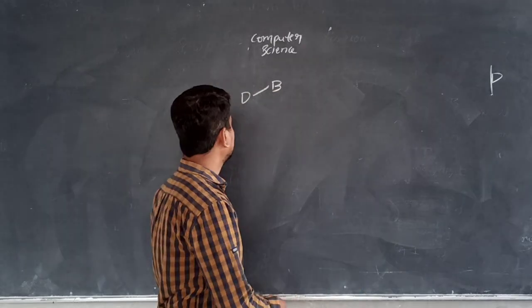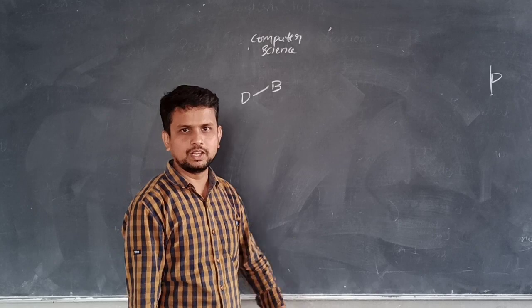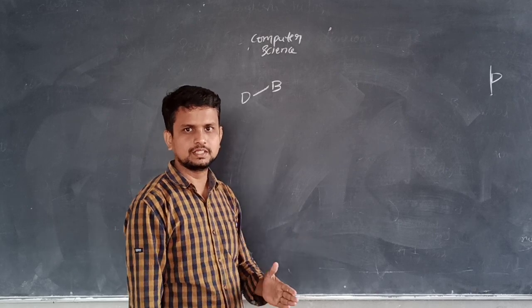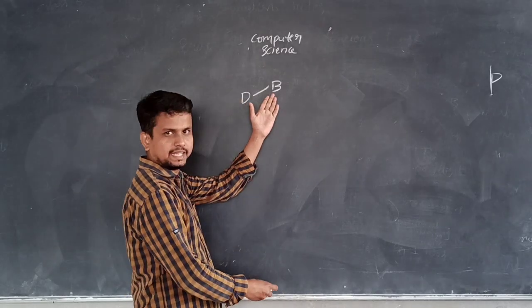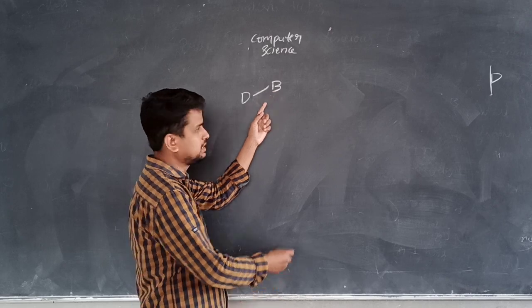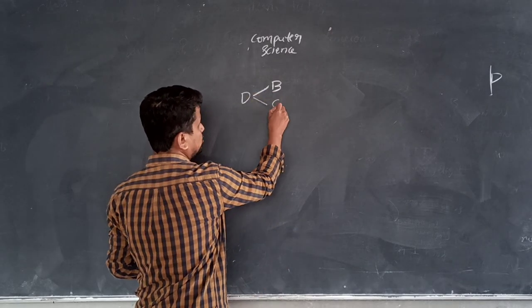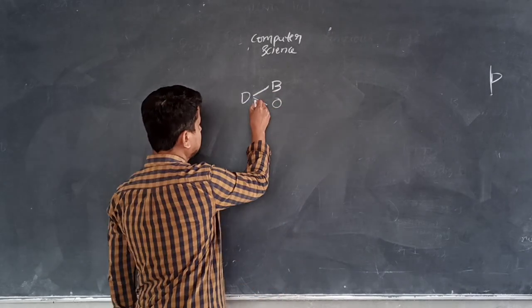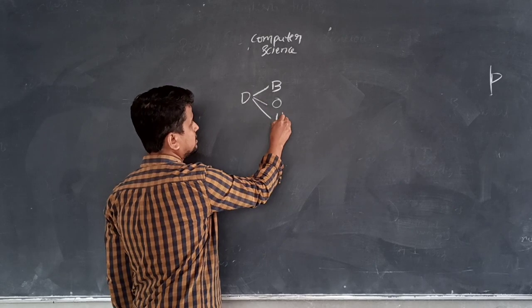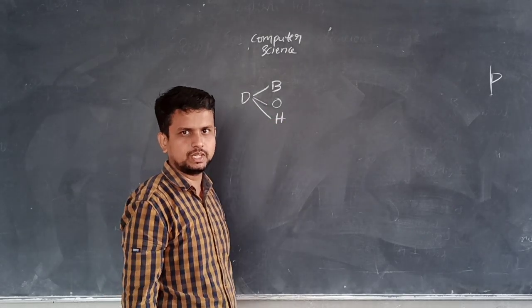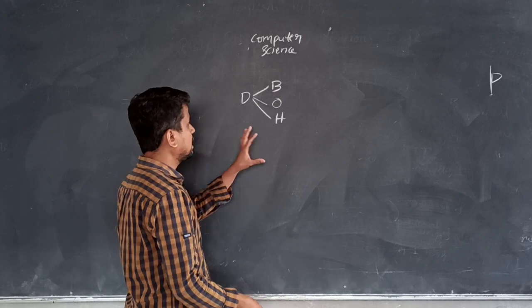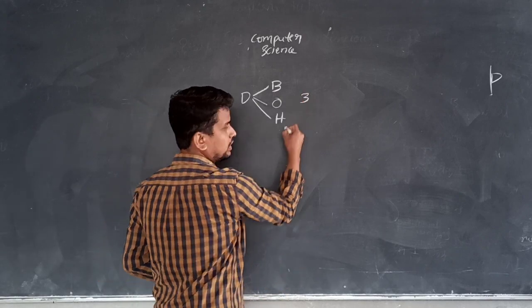In previous classes we learnt the conversions: decimal number system to binary number system, decimal number system to octal number system, and decimal number system to hexadecimal number system. These conversions we discussed. So now these are the three approaches we learned.